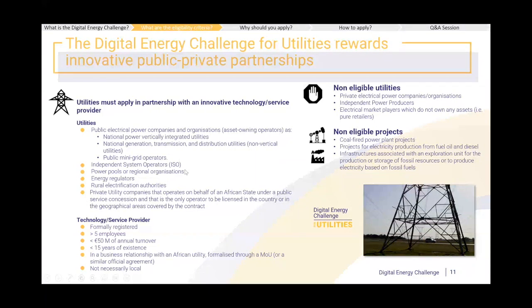Yes, the question is, it's Joao again, can a utility apply together with more than one service provider? It's not really in the framework of the challenge. The project can involve more stakeholders than one technology provider, but the application will be between one utility and one technology provider.